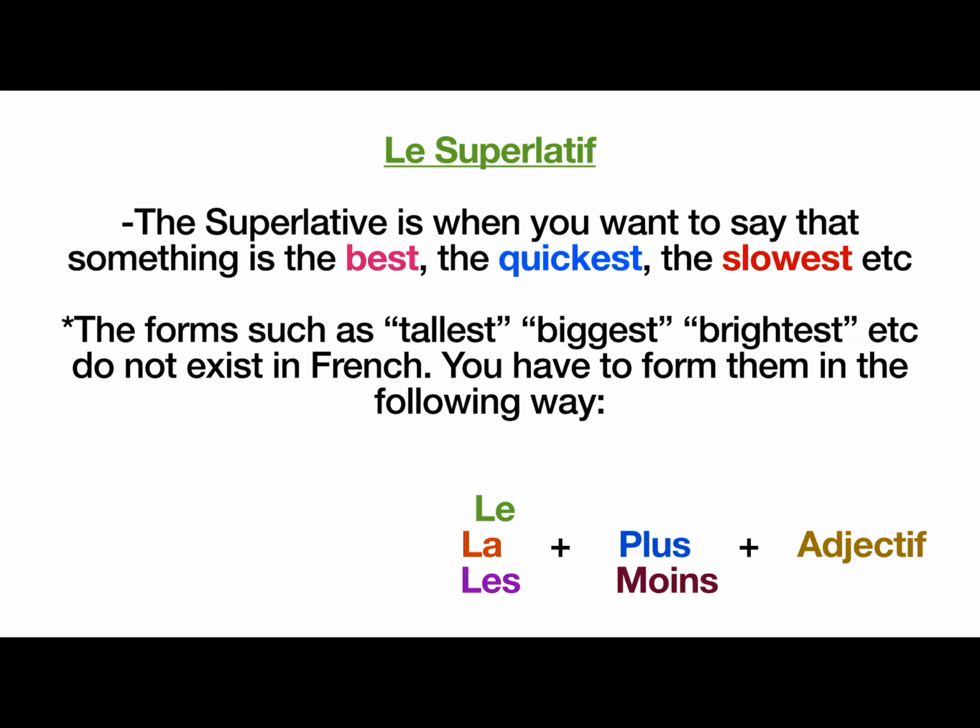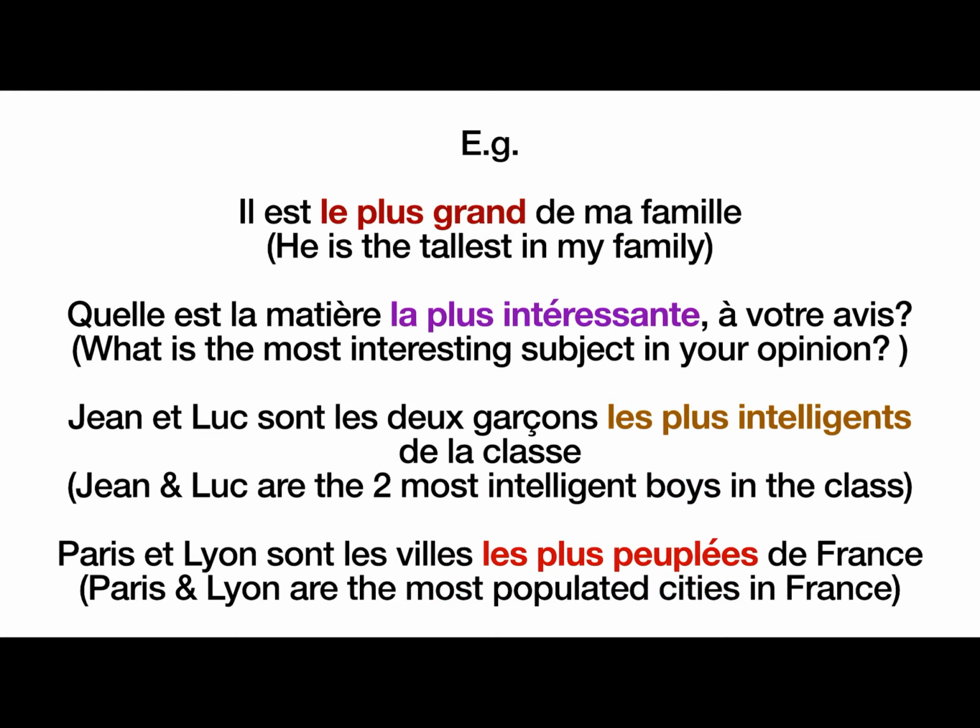All right. Finally, le superlatif is a superlative. So we've just looked at the comparative, which is comparing someone or something to another. The superlative is when you want to say that something is the best or someone is the best, the quickest, the slowest. Okay? So we have other expressions like the tallest, the biggest, the brightest. Now, those words don't exist in French. So how you form them is you put le or la or les before plus or moins, and then followed by the adjective. Okay? So let me show you examples because that will make it easier.